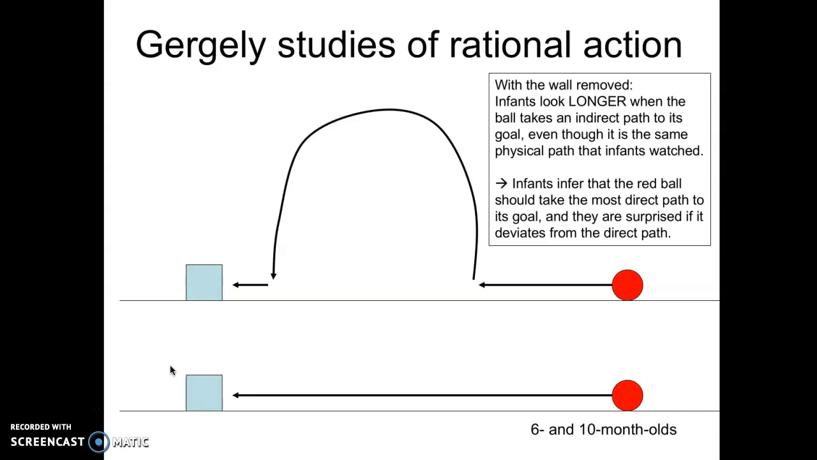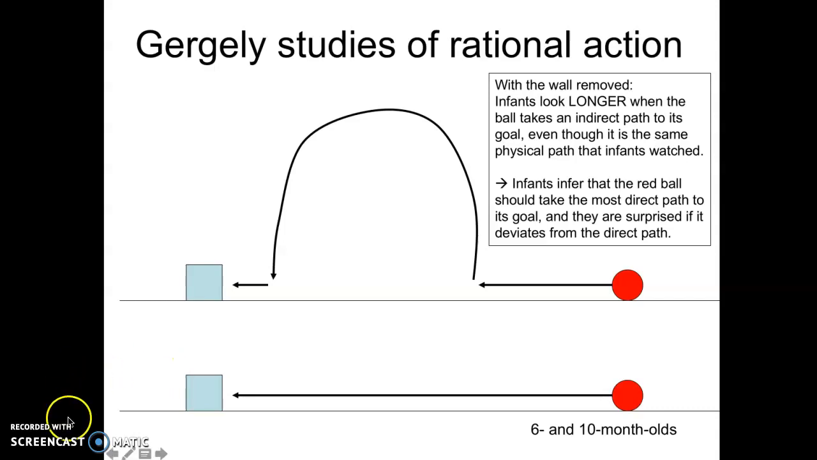And what Gergely and others concluded from this is that infants inferred that the red ball had a goal, which was to get to the blue guy, and that the red ball should take the most direct path to that goal. And they were surprised if it chose to deviate from that path.